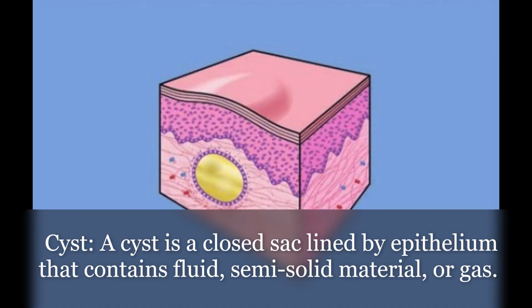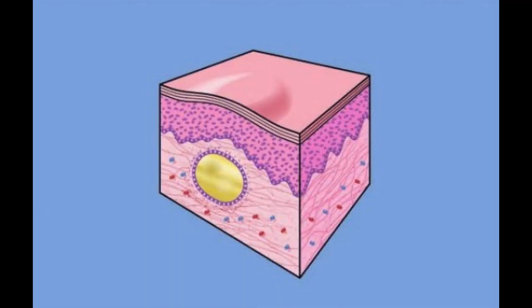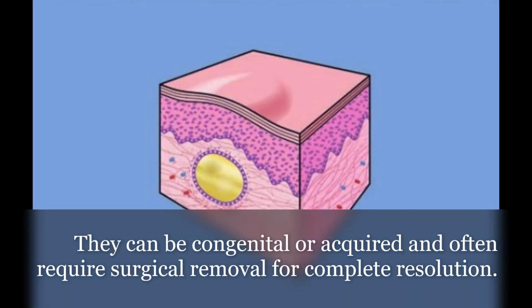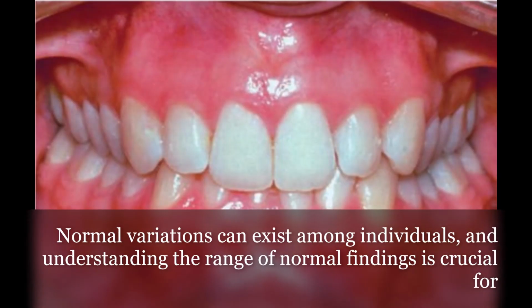Cyst. A cyst is a closed sac lined by epithelium that contains fluid, semi-solid material, or gas. Cysts can develop in various locations, including the dermis, subcutaneous tissue, and bone. They can be congenital or acquired and often require surgical removal for complete resolution.